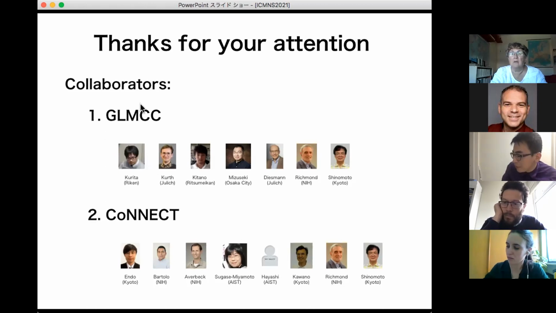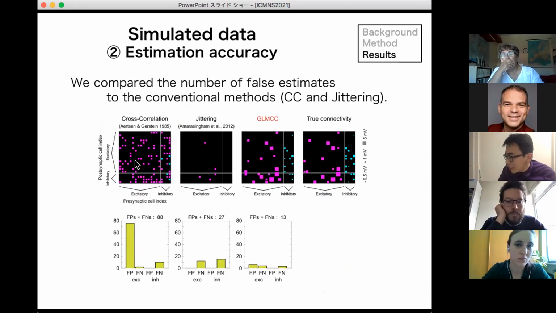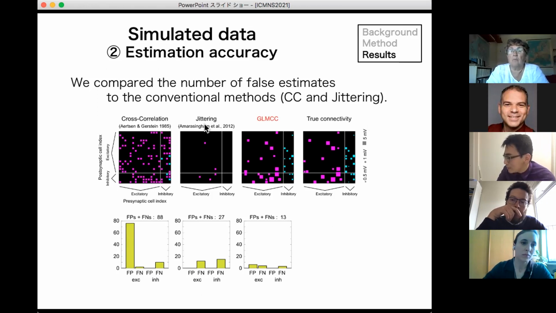Yes, as I explained, maybe my explanation was not good, but indeed, we investigated the partially observed scenario. We simulated thousands of neurons, but we assumed we have only 20 spike trains from 20 neurons. So I think this scenario is exactly the partially observed network. Even in this situation, GLMCC and the connect method can estimate, of course not perfectly, but much more accurately than the existing methods.